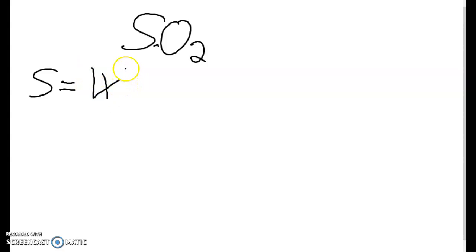Okay, now I'm going to draw a Lewis structure for SO2. Step 1, calculate total valence electrons. Sulfur is in group 16. I only have one of them because there's no subscript here. So sulfur is in group 16, so 6 valence electrons. That equals 1 times 6, which is 6 valence electrons.